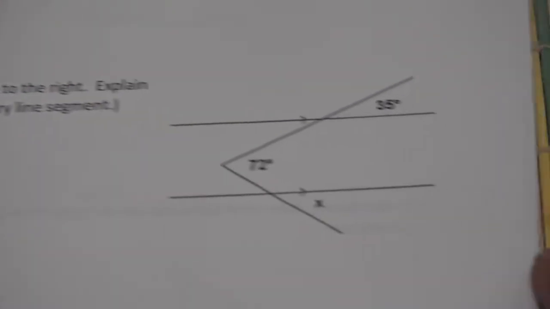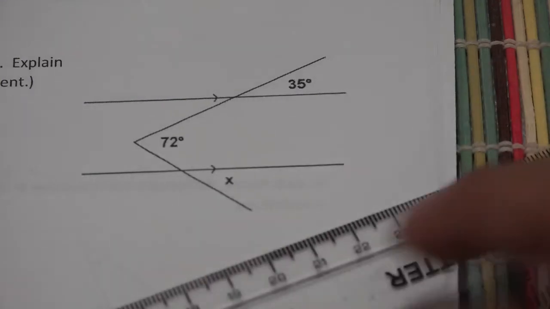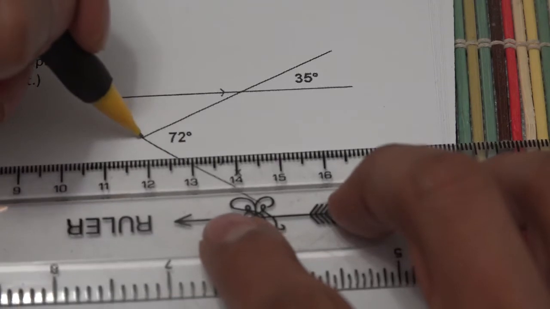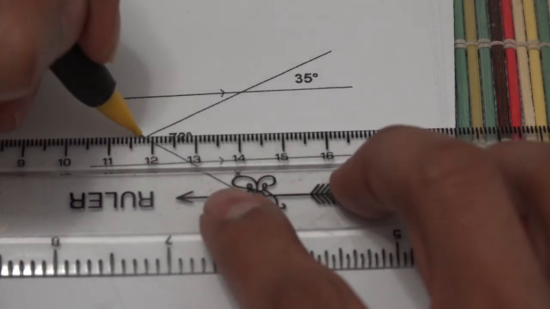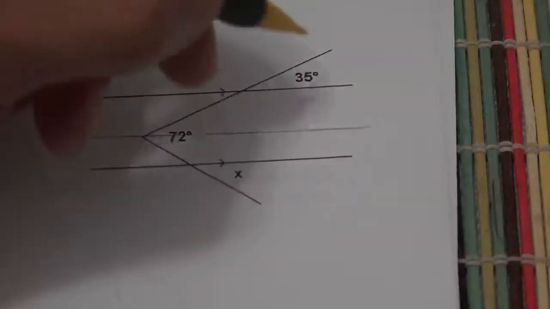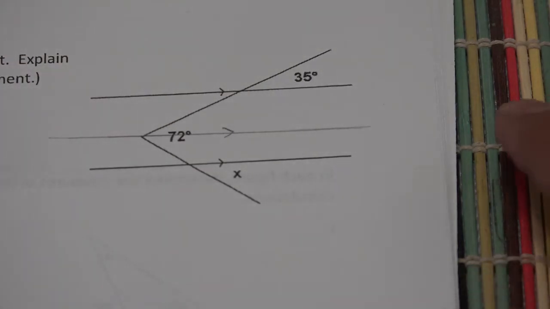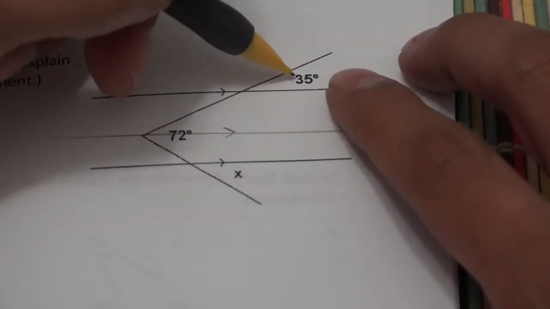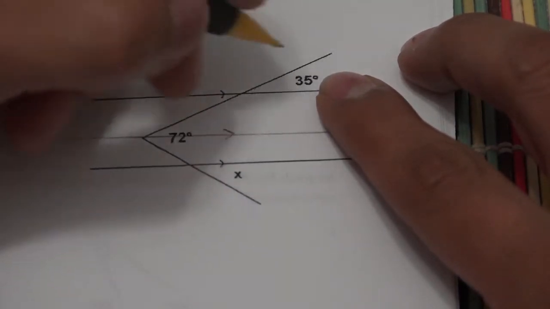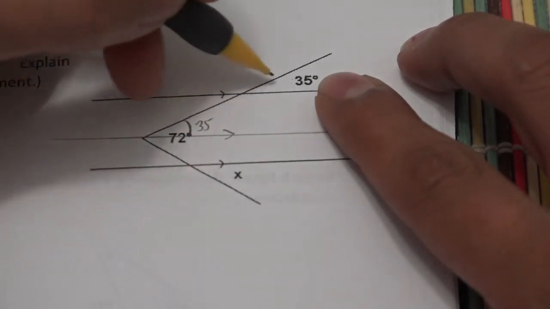Oh, sure, of course. So find this angle right here. Since the hint says to draw an auxiliary line, I'm going to draw an auxiliary line that will be, not exactly, but we tried the best, parallel to the other two lines. This is the symbol of parallel. Now, if this angle is 35, by the corresponding angles postulate, we know that this angle right here is also 35 because of corresponding angles.